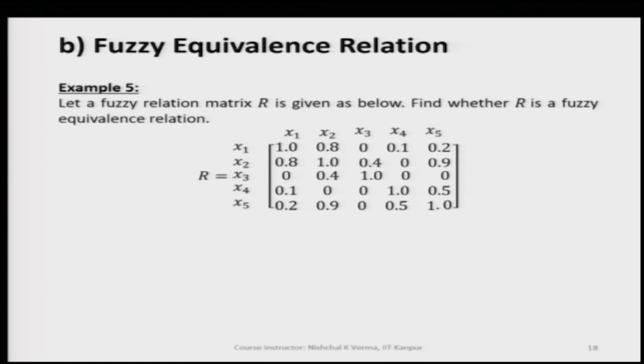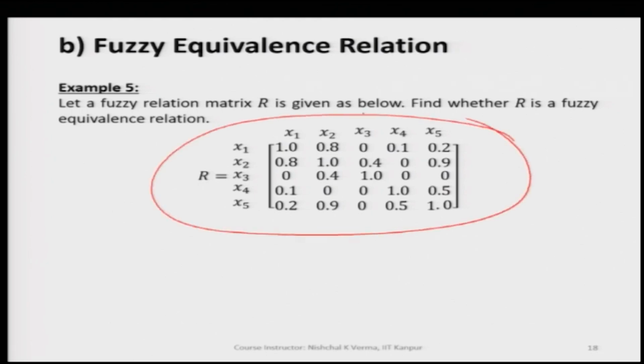Now, let us take another example and see whether in this example the fuzzy relation matrix R is a fuzzy equivalence relation or not. So, this is the fuzzy relation R that has been given, and again we have to check for the three properties. All the three properties must be holding good before we can say that R is a fuzzy equivalence relation.